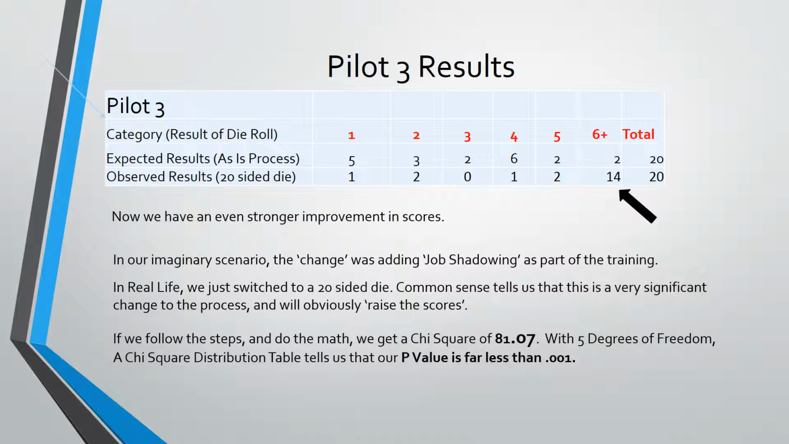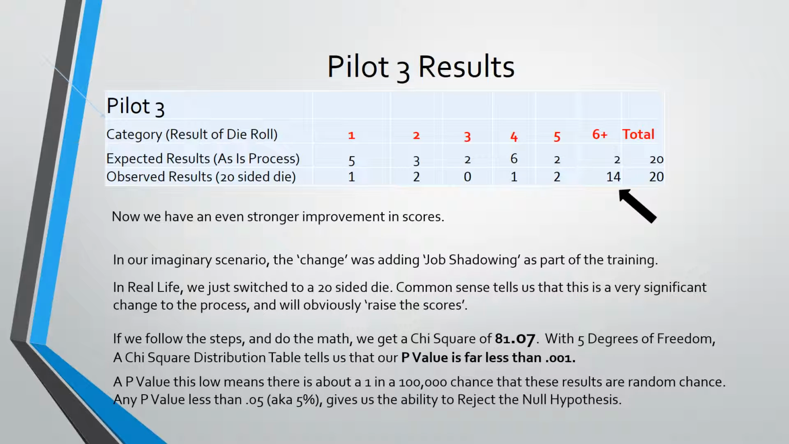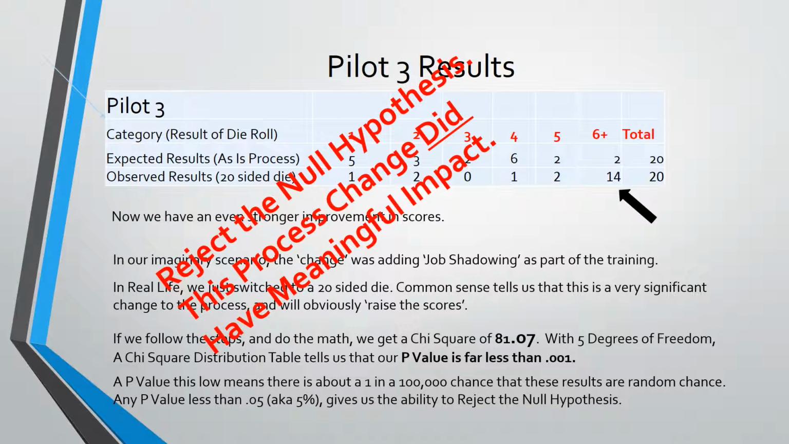So if we follow the steps and we do the math, we're going to get a chi-square value of 81.07. And with 5 degrees of freedom, that table is going to tell us that our p-value is far less than 0.001. So a p-value this low means there's about a 1 in 100,000 chance that these results were just some random fluke. Any p-value less than 0.05 really gives us the ability to reject the null hypothesis. So we're going to reject the null hypothesis, and we're going to accept the alternate hypothesis that this process change did have meaningful impact on our results.